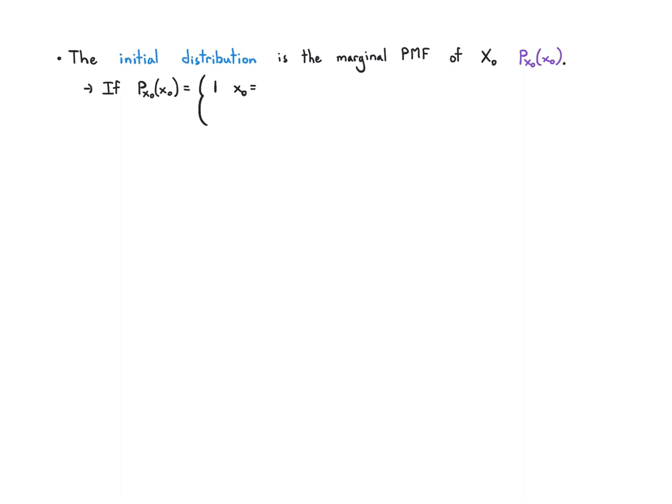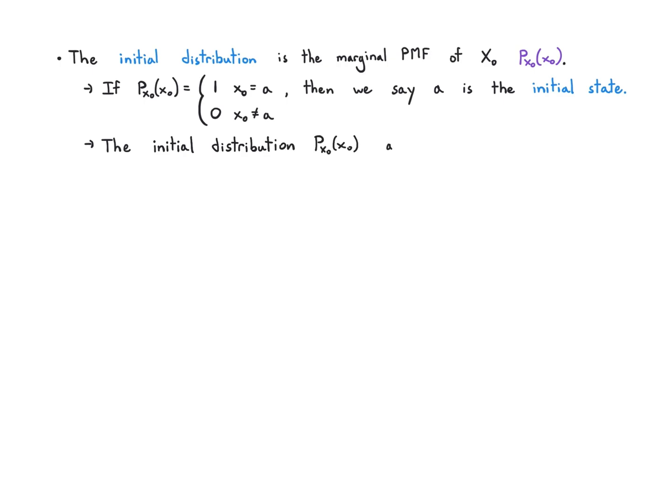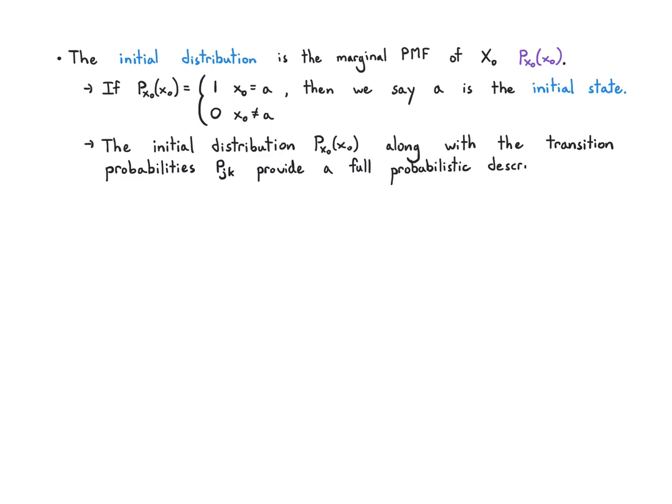Okay, the initial distribution is the marginal PMF of x0. So at time 0, what's the probability of being in a certain state? And if that p of x0 is 1 for some value and 0 for all other values, then we'll say that A is the initial state because we're always starting in state A. Okay, and so if you know the initial distribution, right? So if someone tells you, or you derive somehow p of x0, and you also get the transition probabilities, pjk, so if you know those 2 quantities, then you have a full probabilistic description of the Markov chain and how it evolves with time. And that's all you need to work things out.